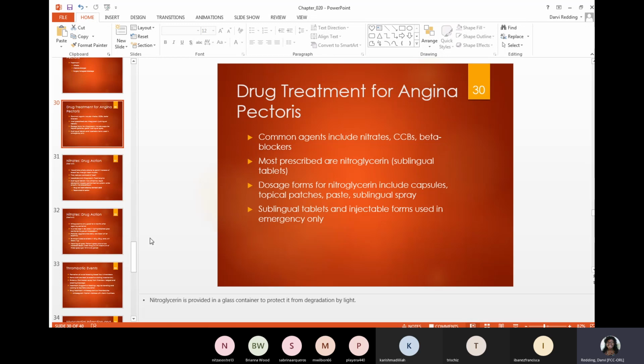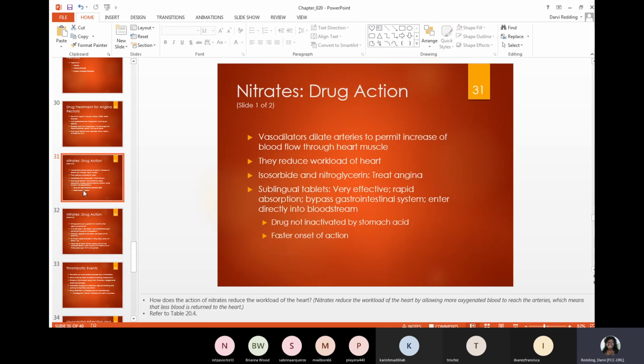So in our classroom, we also have an example of nitroglycerin tablets. So remember, it's not real, it's just simulated. So with nitrates, how do they work? They work by reducing the workload of the heart. And so with the sublingual tablets, those are very effective and they offer rapid absorption.